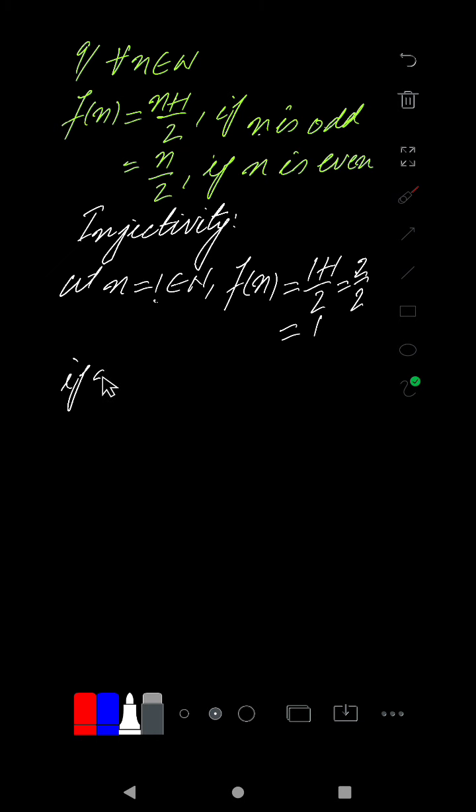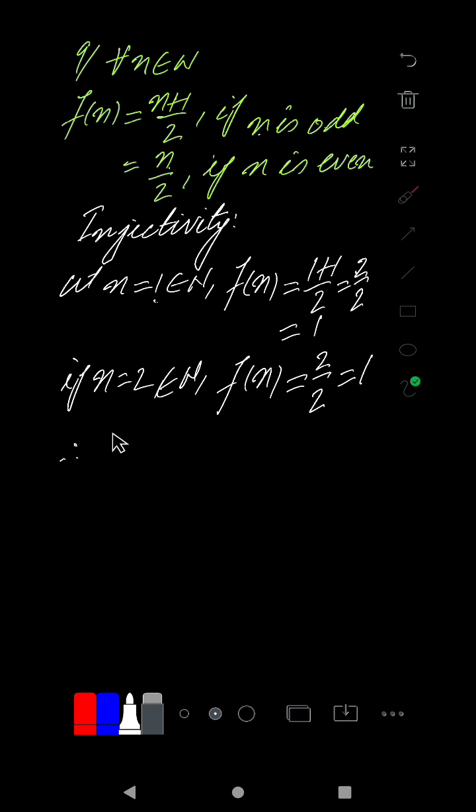Now if n is equal to 2, which also belongs to the natural numbers, but this is even, so if n is even, f(n) is equal to n upon 2. This condition is applied for this, and we have to substitute n is equal to 2 in the second condition to find f(n). So f(n) is equal to 2 upon 2, that is equal to 1 again.